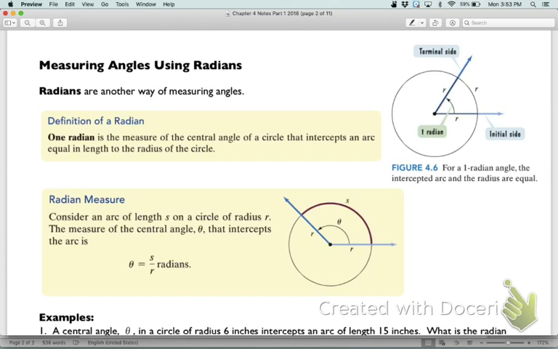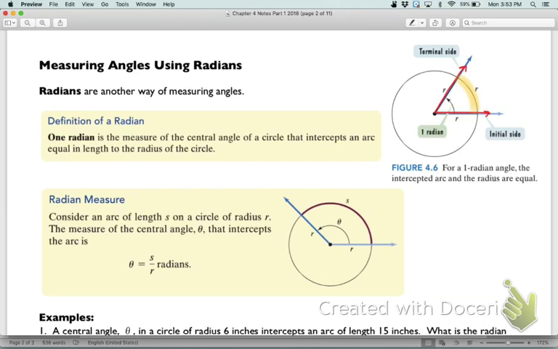1 radian is the measure of the central angle of a circle that intercepts an arc equal in length to the radius of a circle. Now, that's a lot of geometry vocab that we haven't seen in a while. When you have 2 rays that create an angle like this one here, so I have one and the other, the intercepted arc is this chunk of the circle here that we trapped between the 2 sides, okay?